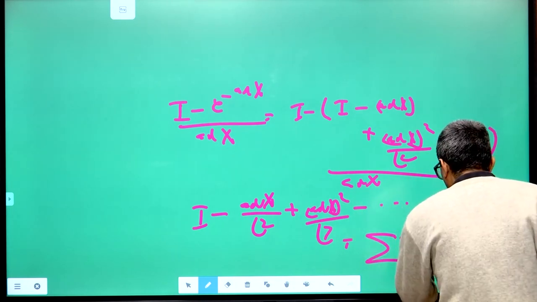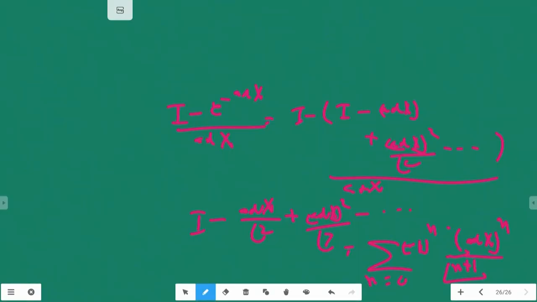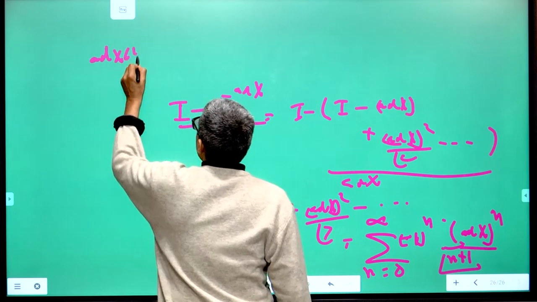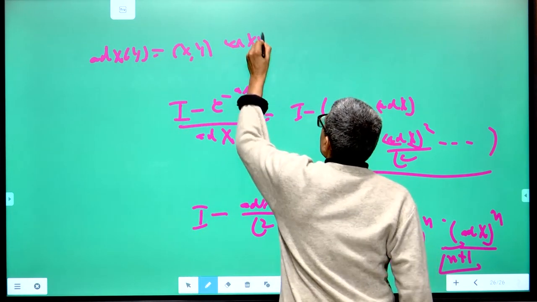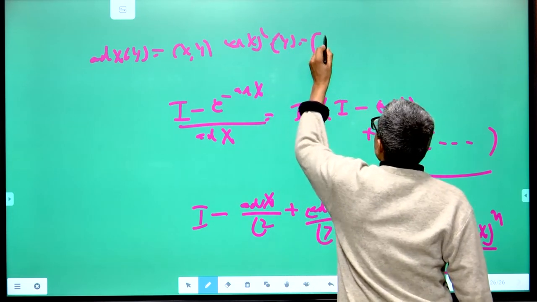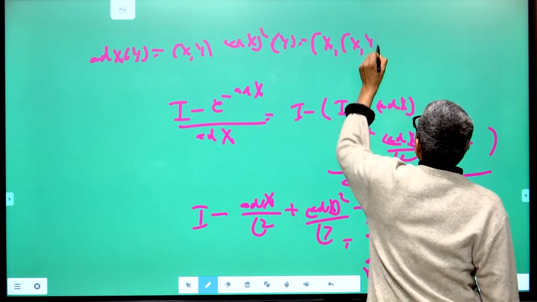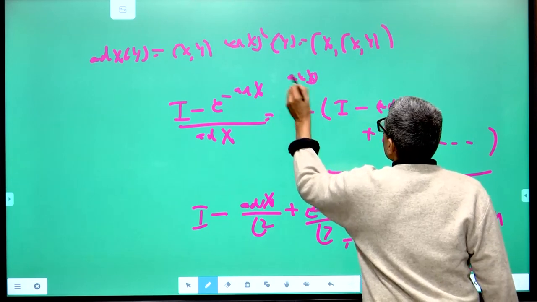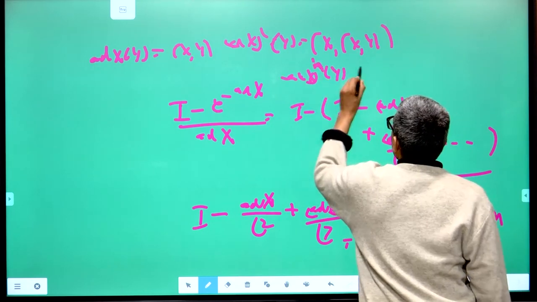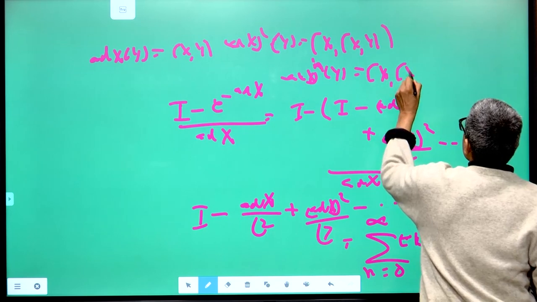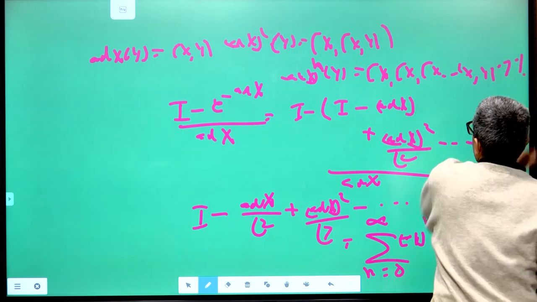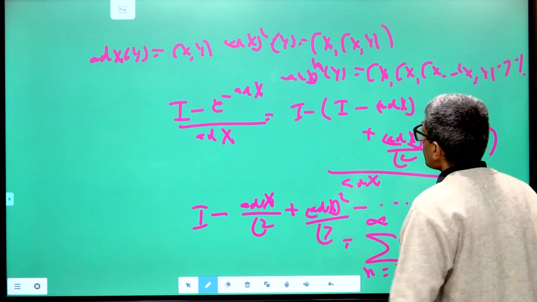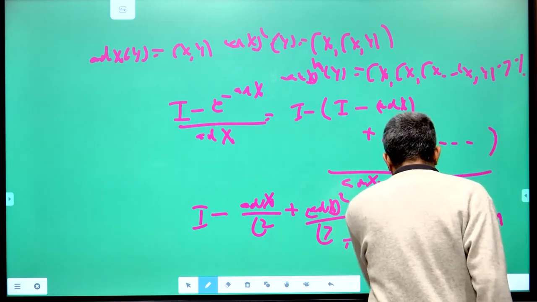So it will be ad X power n into minus 1 power n, n equals 0 to infinity, and ad X acting on Y is [X, Y], ad X square acting on Y is [X, [X, Y]], and so on. Ad X power n acting on Y is nothing but [X, [X, [X, ..., [X, Y]]]], like this. So this gives you the formula for the differential of the exponential map.